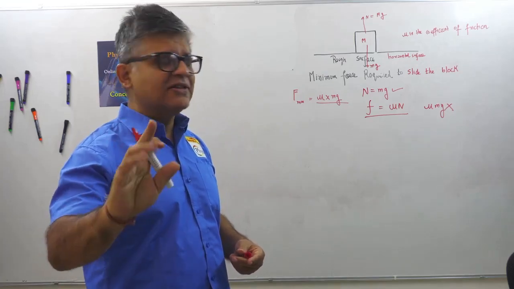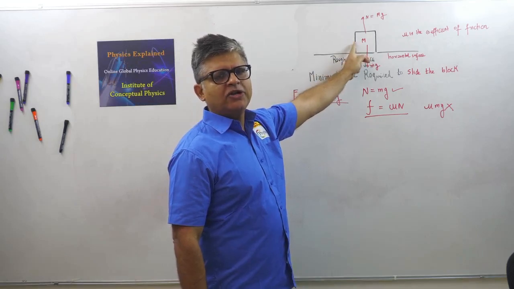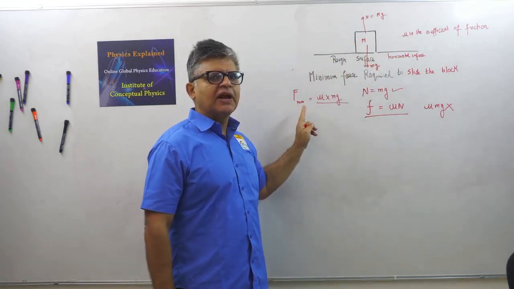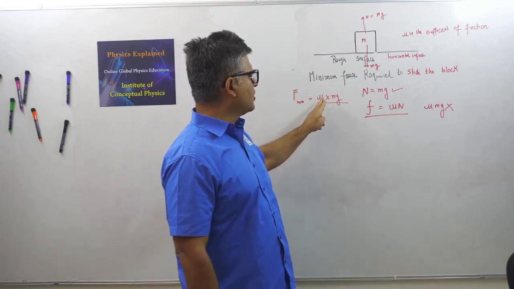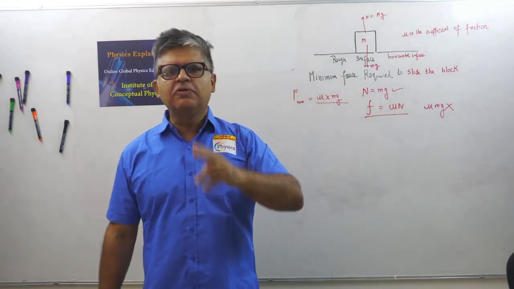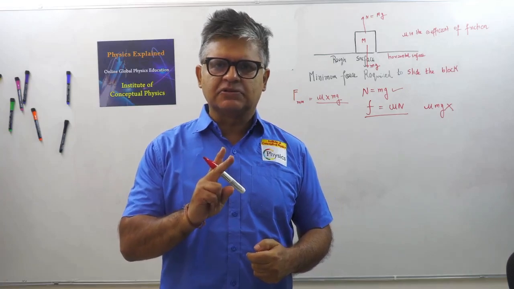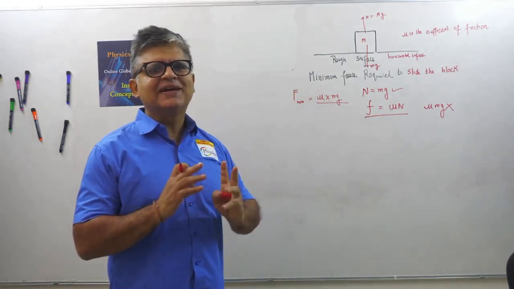I will just read the question for you. We have to find the minimum force required to move this block horizontally. Everybody is tempted to write this. I am telling you, wait. Do not write it as mu mg. Please write it as mu N. And I'm saying now, force of friction is proportional to normal reaction. Remember that. It's not proportional to mg. It's a coincidence that it comes.